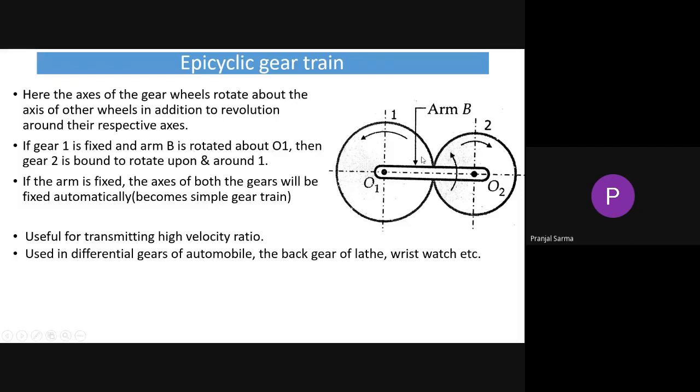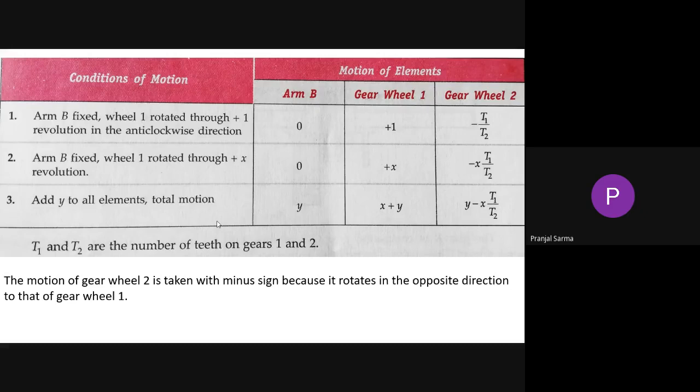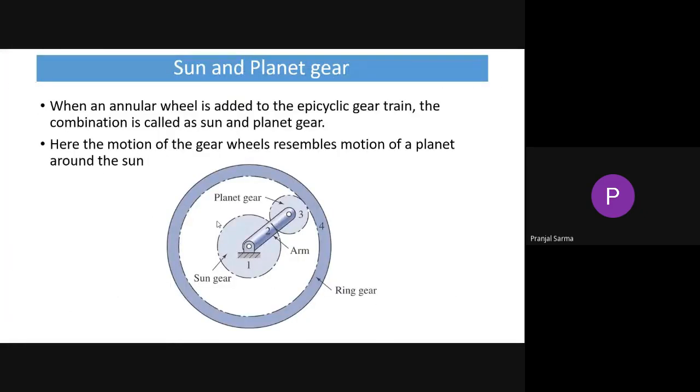Understood? In this figure, it is a very simple one with only 2 gears, but we can have 3 gears, 5 gears and so on. It is very useful for transmitting a high velocity ratio, and it is used in the differential gears of automobiles, in back gears, in wristwatches and so on. We have another version of this, also known as the sun and planet gear. Sometimes the same thing is called epicyclic gear, sometimes sun and planet gear, but there is a small distinction between the two.